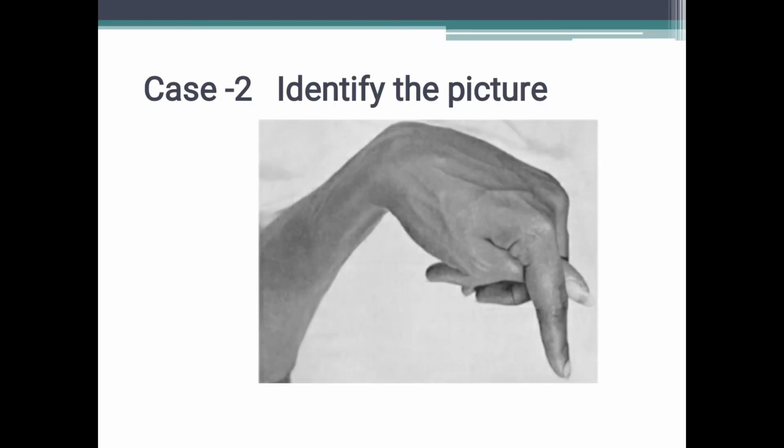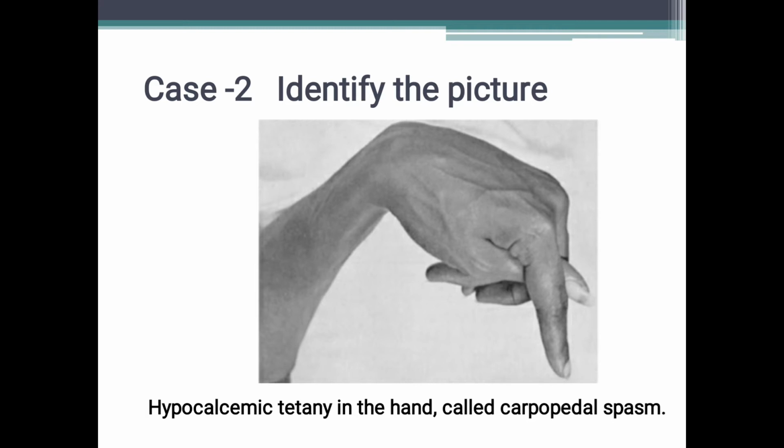What is this one? Identify this picture. So this is a carpopedal spasm. This is a case of hypocalcemic tetany. Hypocalcemic tetany means when the calcium level goes below the normal level, that is called hypocalcemia, where you will get the spasm. So this is called hypocalcemic tetany. Hypocalcemic tetany in the hand is called carpopedal spasm.